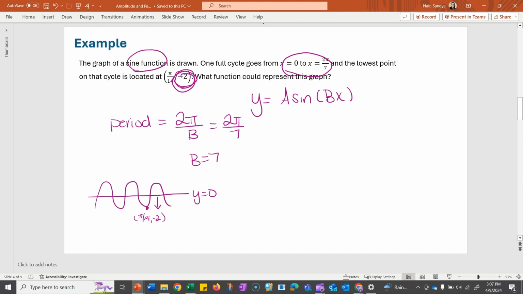So what we can do is go ahead and plug that in. We have y equals 2 sine 7x, and that could be a function that's represented by this graph, because if you graph it in Desmos, it's going to have all these characteristics that it described.